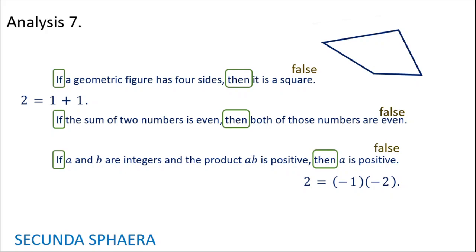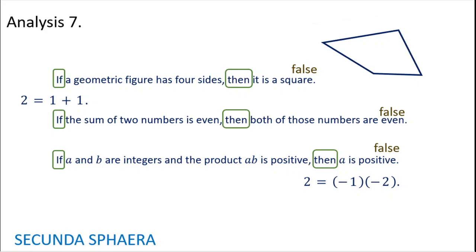And it is important to catch something. The focus through these three sentences was in the part after the then. For the first one, it was a focus on if the figure was a square. It wasn't, so it's false. In the second one, there is a focus on if the two numbers are even, and we just focus on the one and the other one, and they aren't even, and that just gives the false. And for the third one, there is a focus on A, and A is not positive, so that gives that it is false.